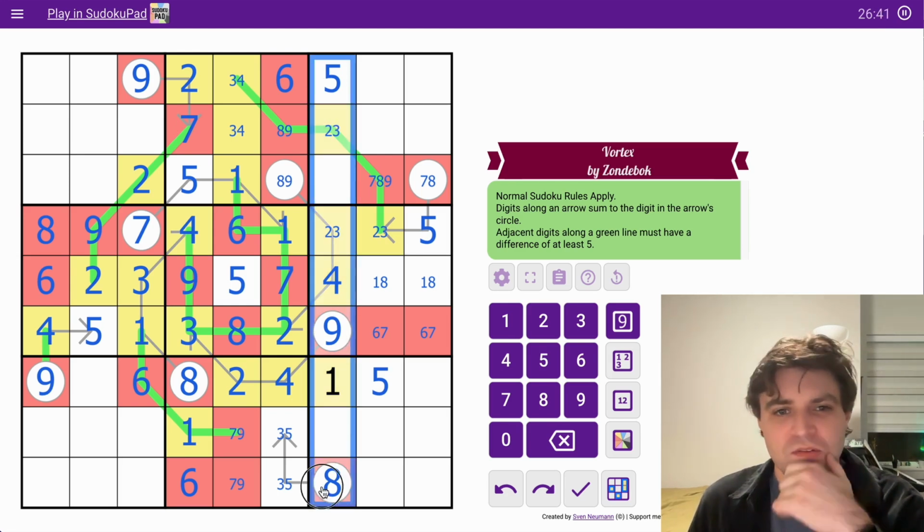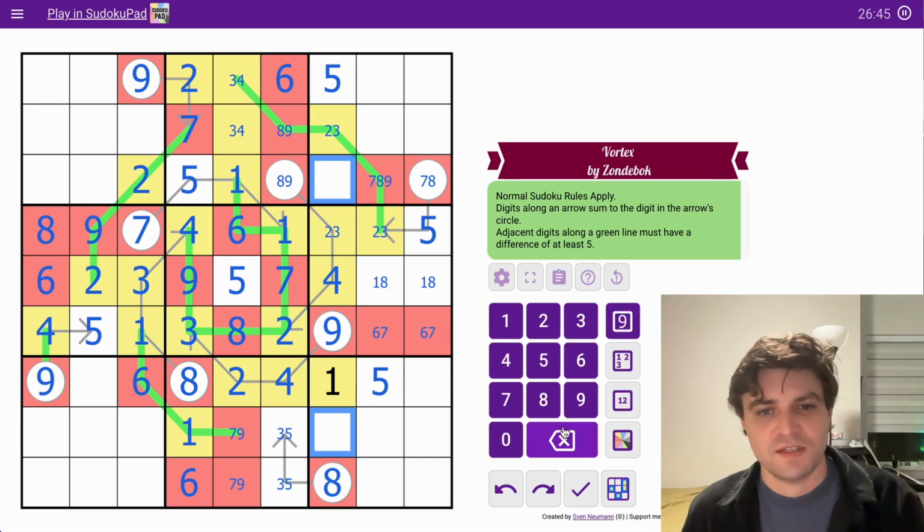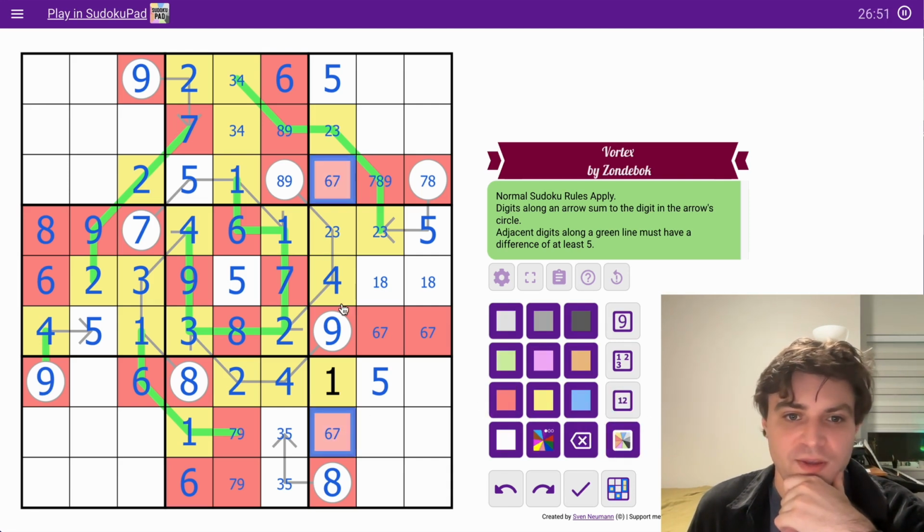Well, we know where the 1, 2, 3, and 4 go. We know where the 5 goes. These need to be the remaining digits, which are 6 and 7. And there's no conflict. Both of you are red.